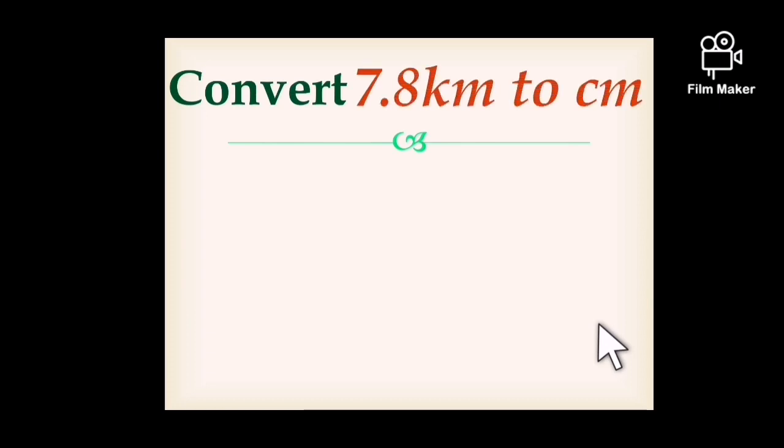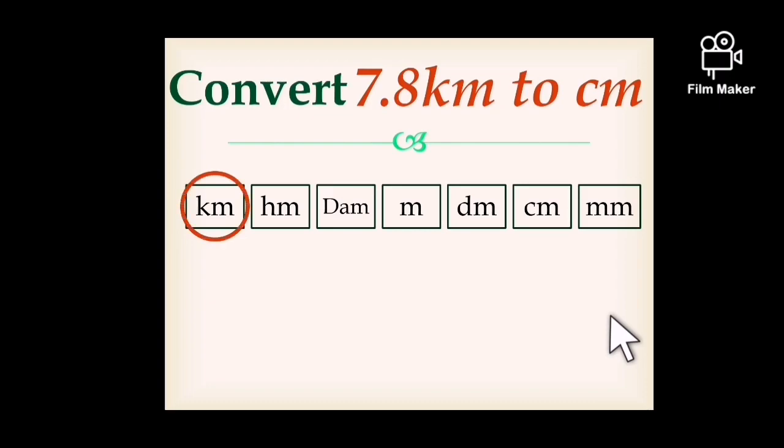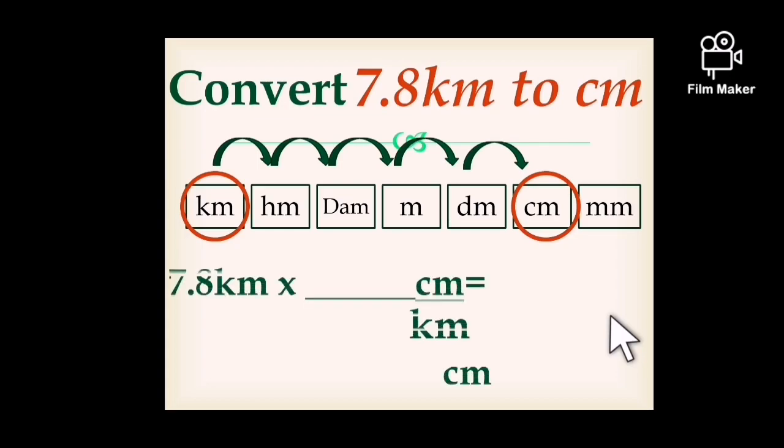So let us convert another one, 7.8 kilometer to centimeter. So from kilometer to centimeter, we have 1, 2, 3, 4, 5, 6. So we have 6 steps away from kilometer to centimeter. So that is converting bigger units to smaller units. So we will multiply how many times, kung gaano kalayo from kilometer to centimeter. So we have 5 steps.